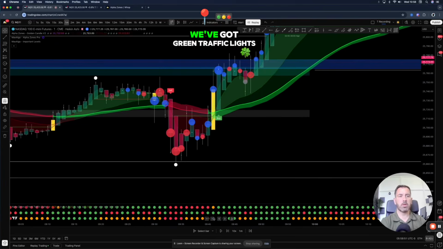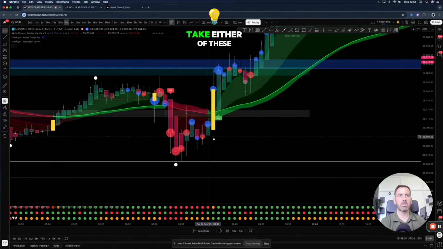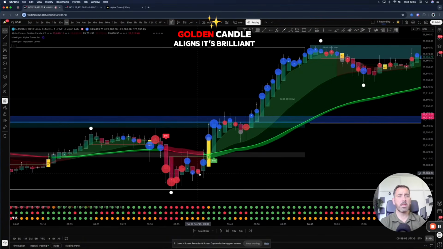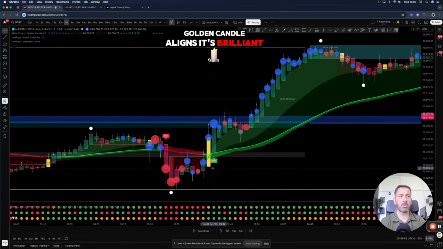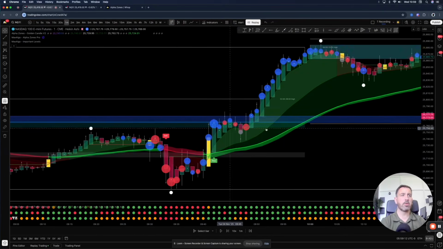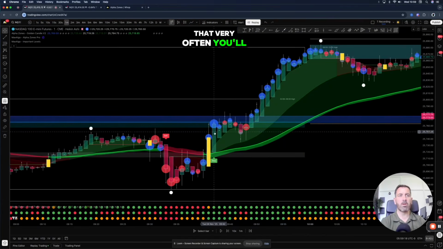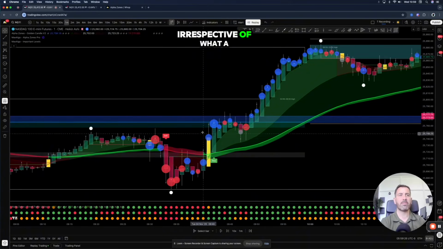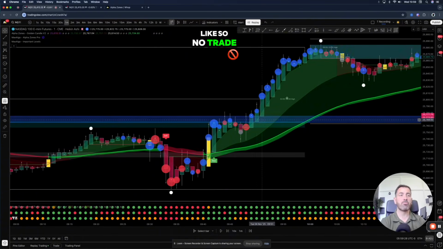So here, we've got green traffic lights, and I would be waiting for this one to change. The reason I wouldn't take either of these is the same thing I say to you every day, guys. Golden candle aligns, it's brilliant. Buy signal aligns, it's brilliant. We've got bullish volume. The one problem you'll have, and what can happen here, is we've got a Q. I ain't trading into a Q, because as much as this one plays out, very often you'll get these where it'll bounce its head on here, bang its head, and then go the other way. They are not high probability trades, irrespective of what a beautiful setup this looks like. So no trade. So brilliant.